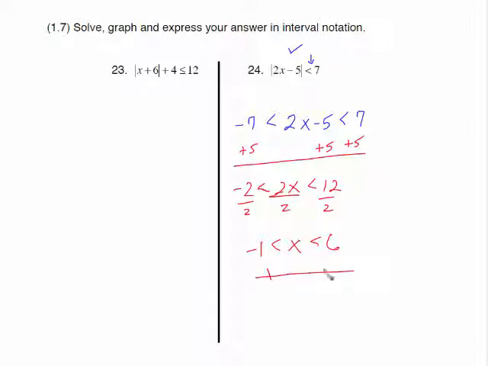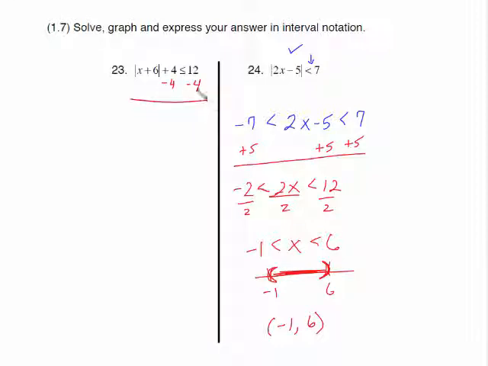Here's our lazy man graph. Negative 1 to 6, we're going to shade between those two numbers. And because this is plain old less, it's going to get the curved parentheses, which gives us this interval notation also. Number 23 had an extra step to it. That's why I wanted to do it second.